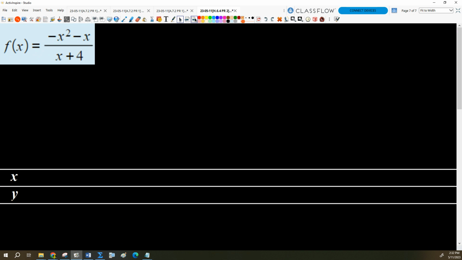Okay, so if we're going to factor the top, which we can do, we can take out a -1. Negative x, there you go. Negative x times what? X plus 1, there you go.